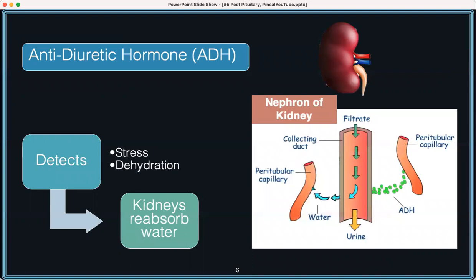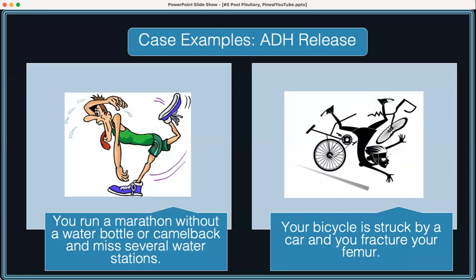Anti-diuretic hormone, I mentioned, is affecting those distal tubules. So it stimulates water reabsorption back into the bloodstream before it's allowed to pee out. So an example, the first one is the marathon runner who runs without drinking and gets really dehydrated. The other example is the bicyclist struck by a car who develops a femur fracture. ADH is released in both instances.